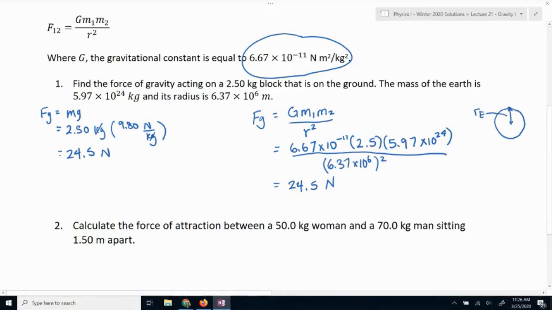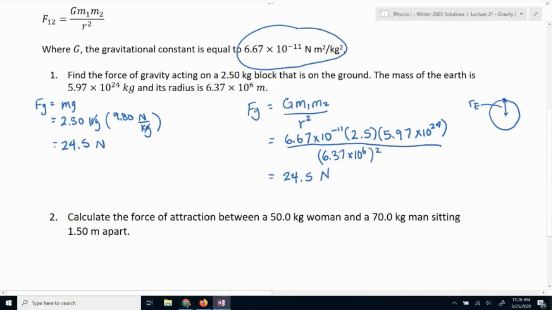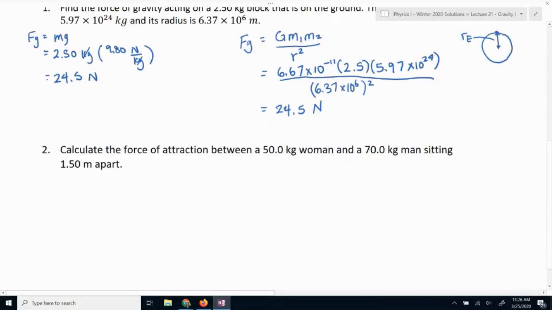Now we're going to move on to question 2, and you're going to tell me which formula we have to use for this one. So we want to know the force of attraction between a 50 kilogram woman and a 70 kilogram man that are sitting 1.5 meters apart. So we're going to assume that this distance is the distance between the two centers of the people. The center of the woman and the center of the man are 1.5 meters apart from each other.